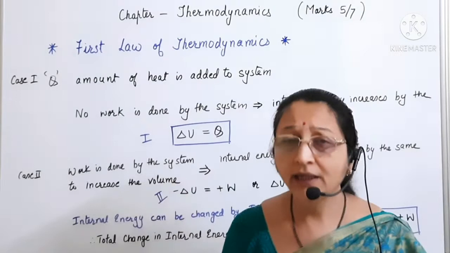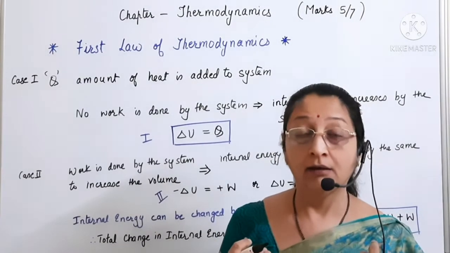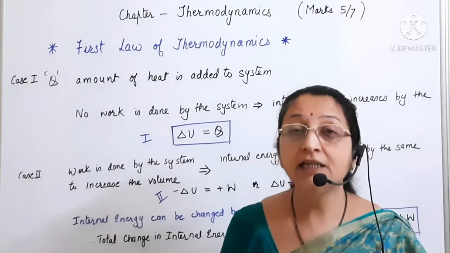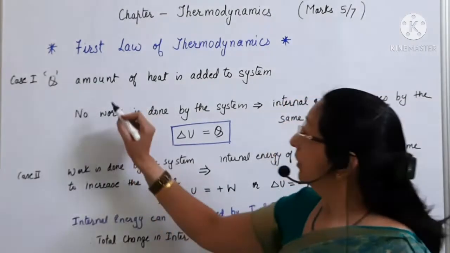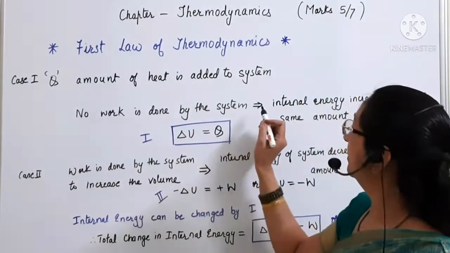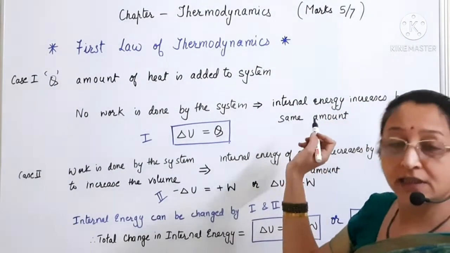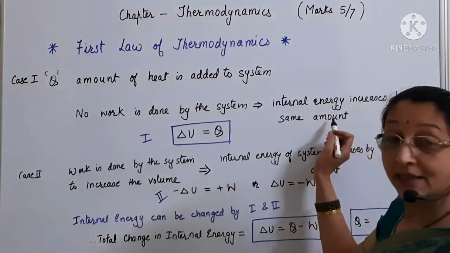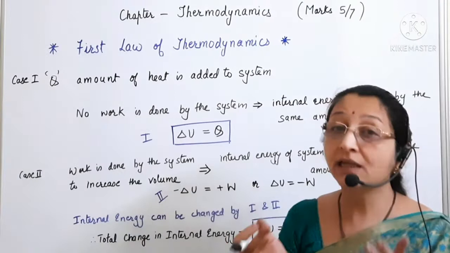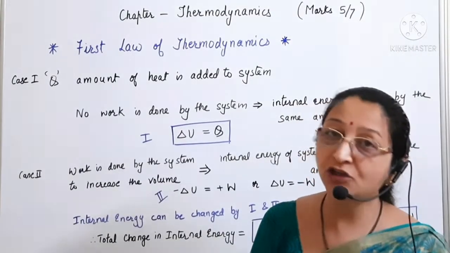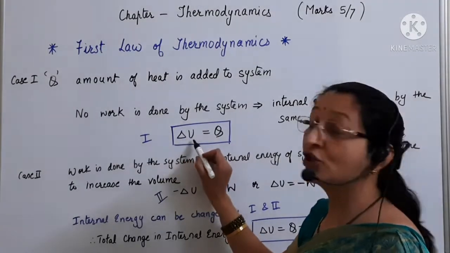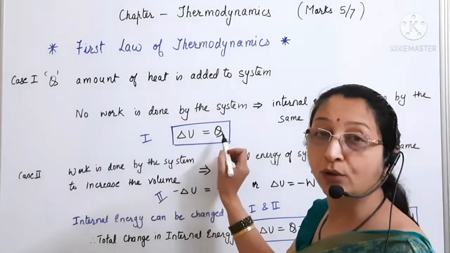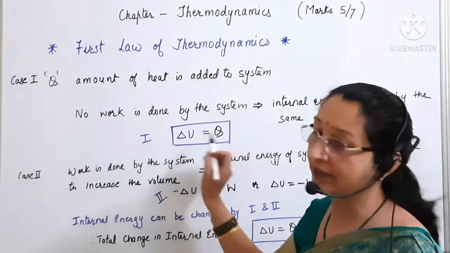So all the heat which it gains is used for increasing its internal energy, increasing its temperature. So no work is done by the system. Therefore the internal energy of the system increases by the same amount. जेवढी heat supply केली तेवढ्याने internal energy increase झाली. So we can write delta U, that is the change in the internal energy, is equal to the amount of heat supplied. So this is case 1.